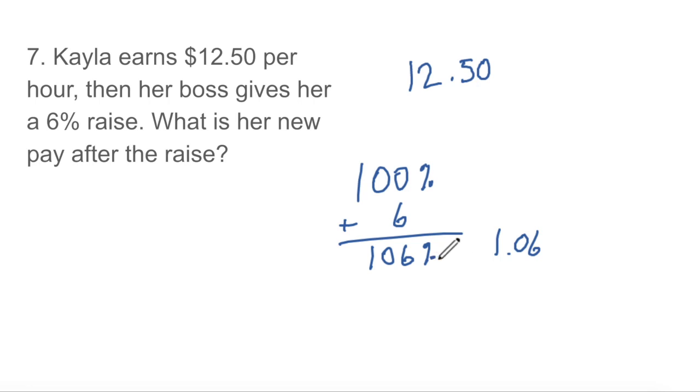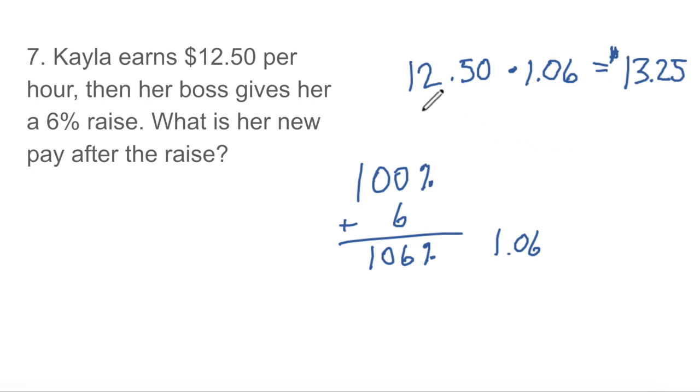And take away the percent sign. So the decimal equivalent is 1.06 of 1250. In other words, times 1250. 1.06. Remember, of always means times. So her new pay is going to be 1.06 times 1250. And that multiplies out to 13.25. So her new pay is 13.25.